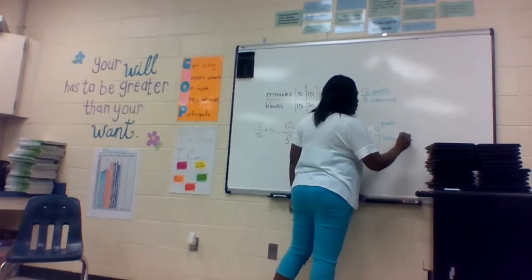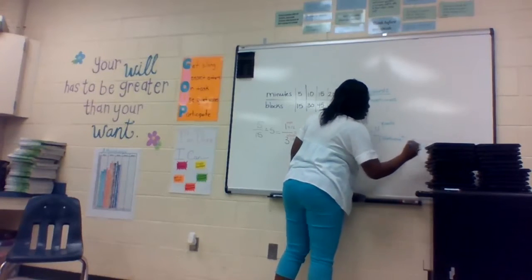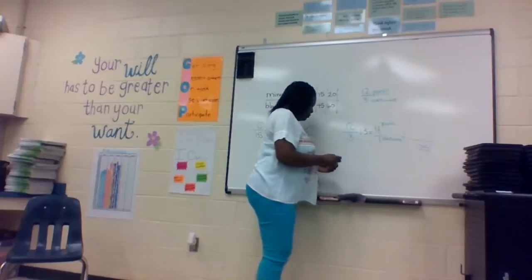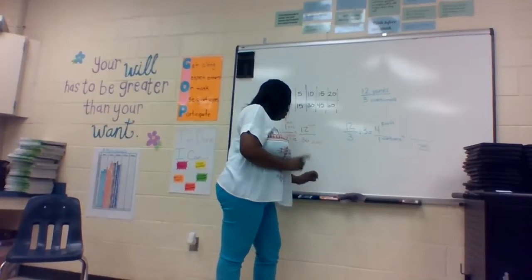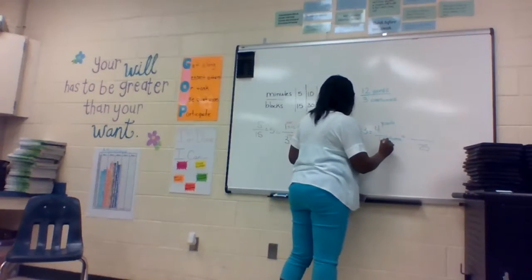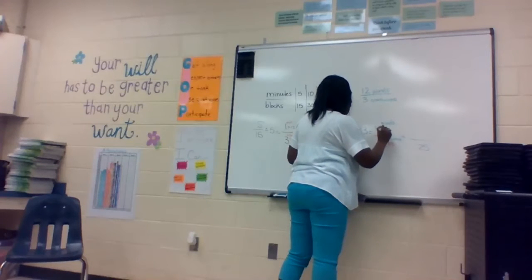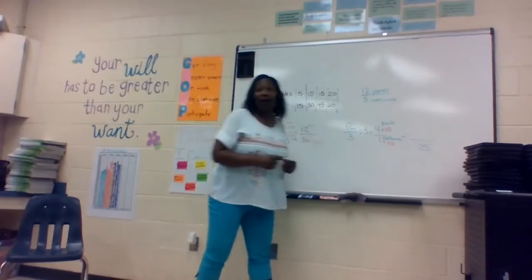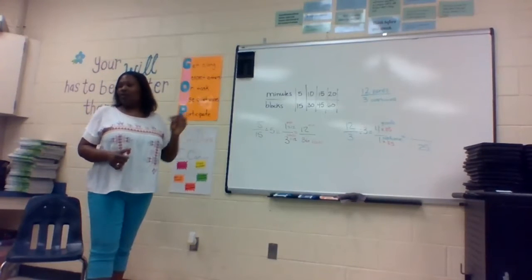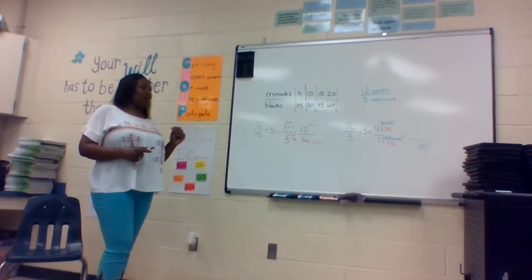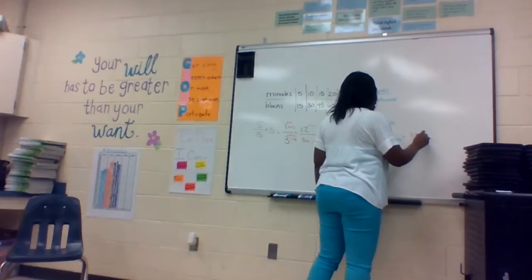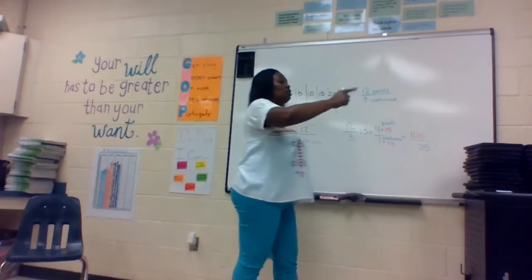We need 25 costumes. So we're going to put 25 right here, because we need 25 costumes. All right. Now, how do I go from 1 to 25? Multiply by what? 25. So if I multiply 1 times 25, I also have to multiply 4 times 25. And 4 times 25 is what? 100.